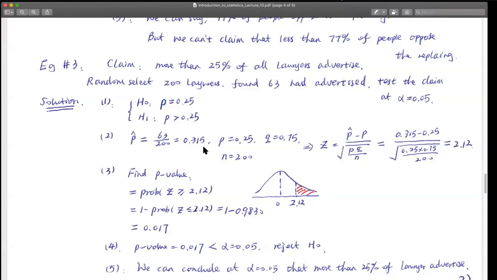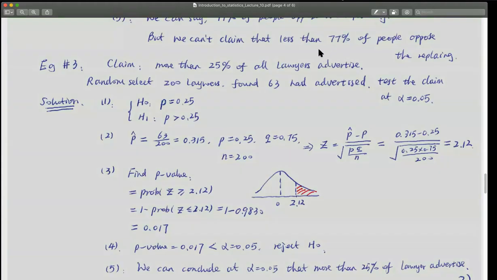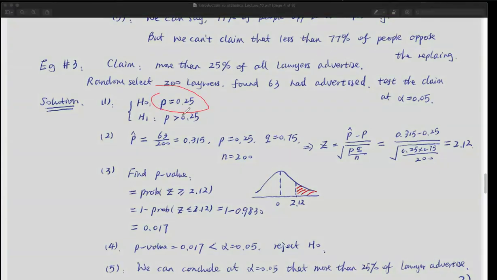Number 2, doing the calculation. So we want to find out the proportion from a sample, 63 out of 200. So that's 31.5%, right? When we plug this one in the formula, 31.5% minus P, where is this P coming from? Coming from H0 here. So 25%, what's Q? 75%. Do the calculation, 2.12. So 2.12 here.